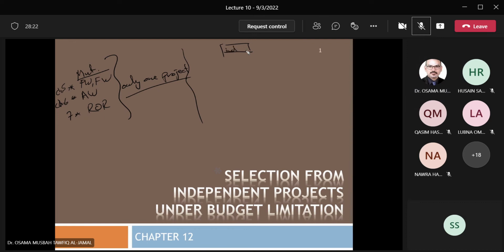Okay. Independent project. This is the second type. If you have a budget, you need to select so many projects to be covered from that budget. That's what we call independent projects, based on present worth analysis: the first project, second project, third, fourth, fifth. They are not alternatives. We cannot call them alternatives because they are not competing with each other. We can select two or three or four to be within the budget.